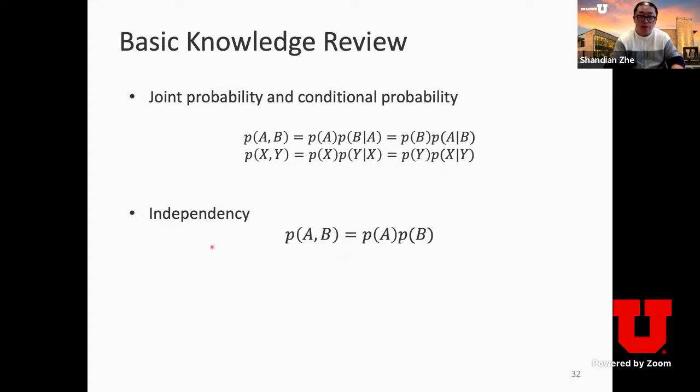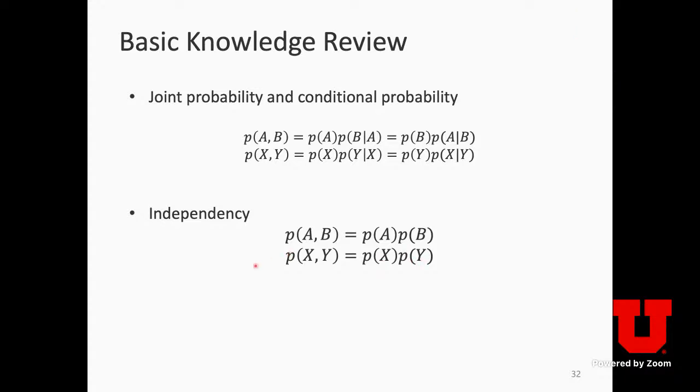And again, we extend this independency to random variables. We say two random variables X and Y are independent if their joint probability is the same as the product of their marginal probabilities, respectively, P of X multiplying with P of Y.